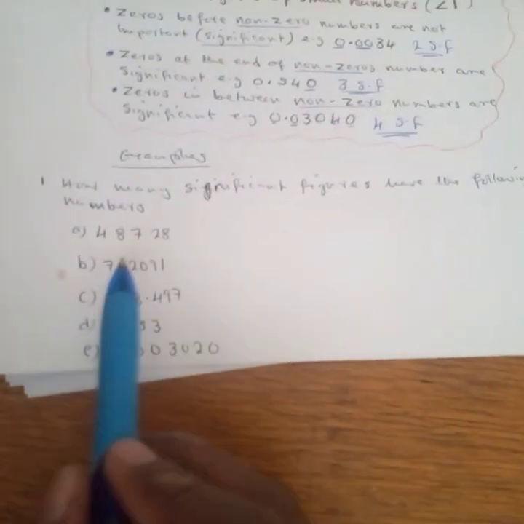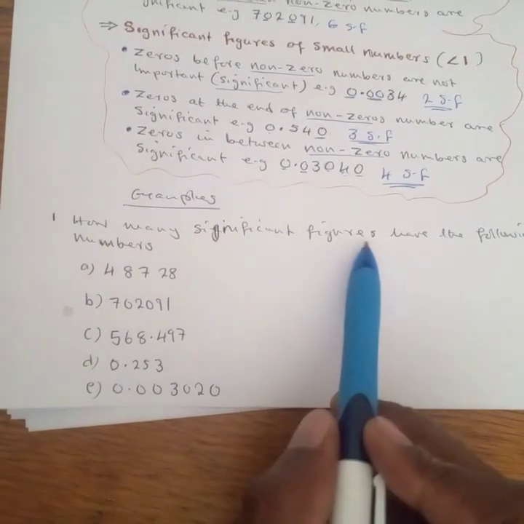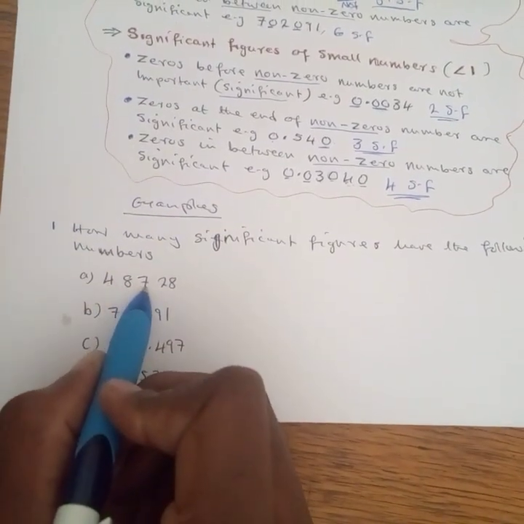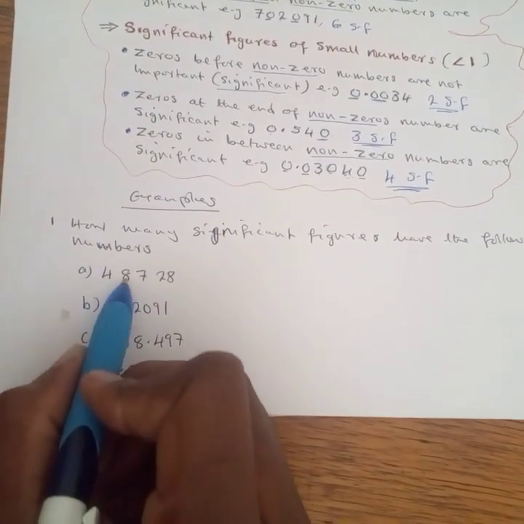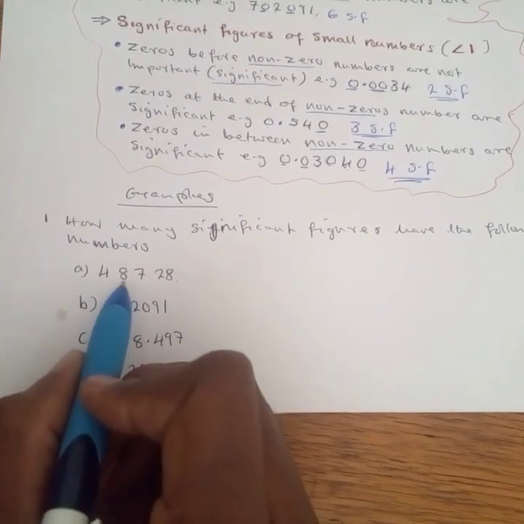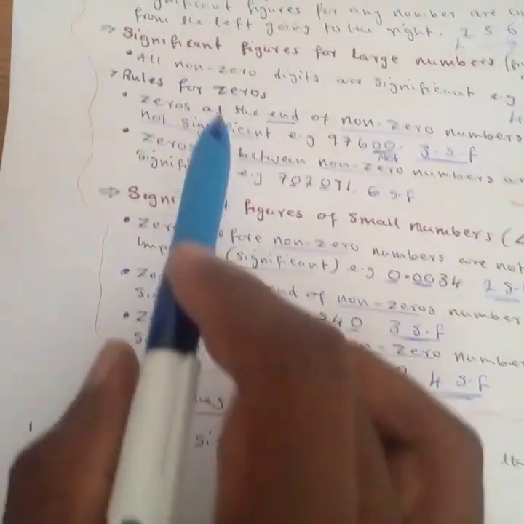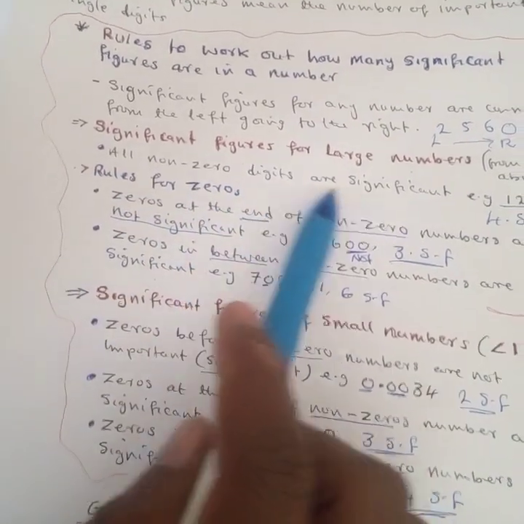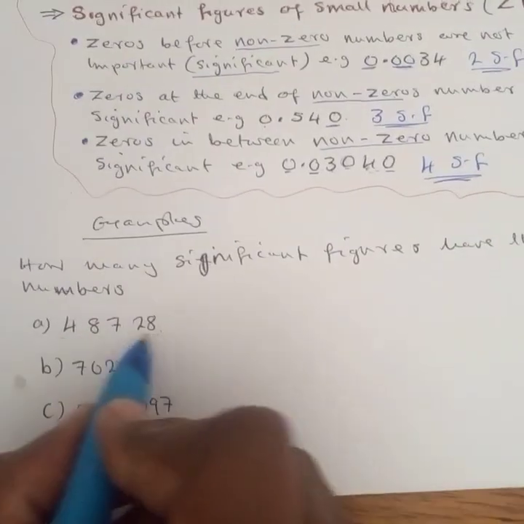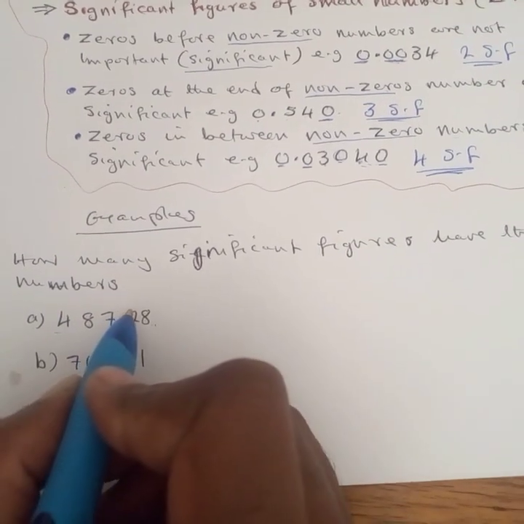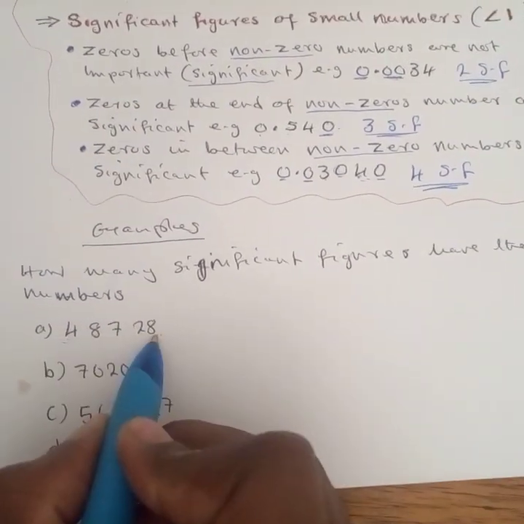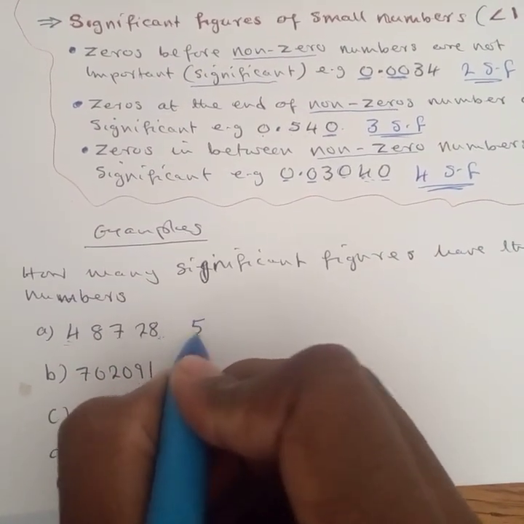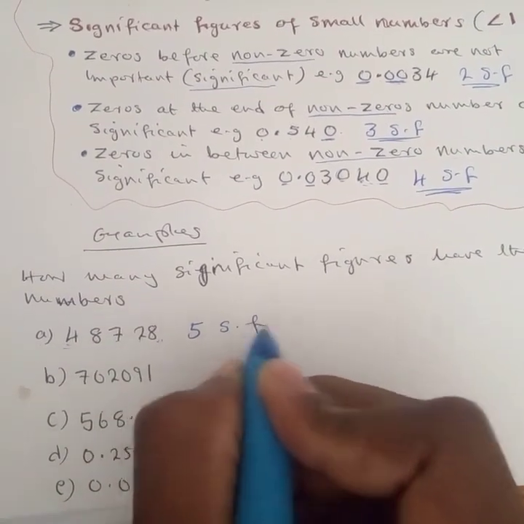So let's look at this example. How many significant figures have the following numbers? A, 48728. How many significant figures are here? We learned in the first statement saying that all non-zero digits are significant. And when you look at this, there is no 0 here. So all these are significant. And we count starting from left going to right. So we say 1, 2, 3, 4, 5. So in this question, we have 5 significant figures.